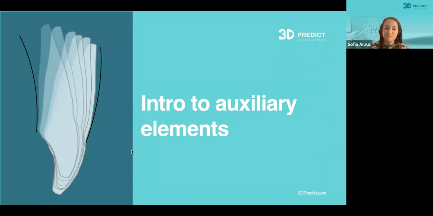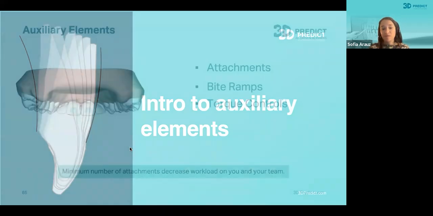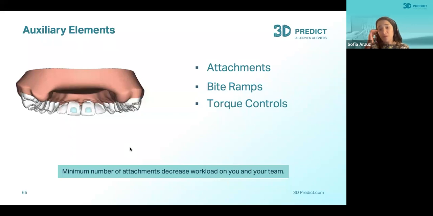Okay, let's keep going. So let's talk about auxiliary elements. Auxiliary elements are basically attachments, bite ramps, and torque controls. You might have different ones in other companies, but in reality, at 3D Printing, we believe in minimalism. We're gonna be believing in minimalism for IPR. We believe in minimalism for auxiliary elements too. So what is strictly necessary is not about being fancy. It's not about showing you 10 different shapes, 20 different shapes of attachments. It's about what actually works.